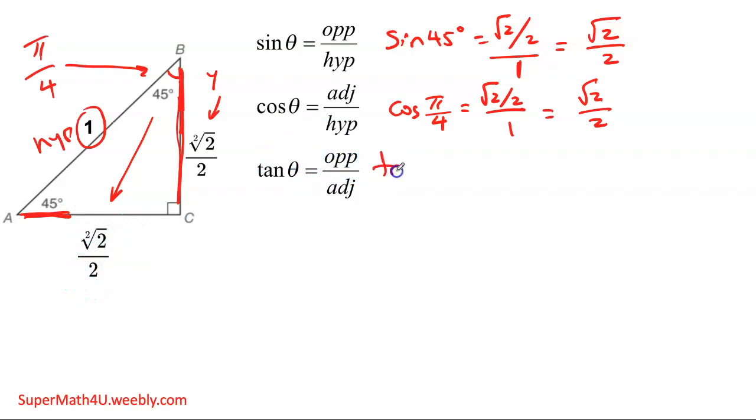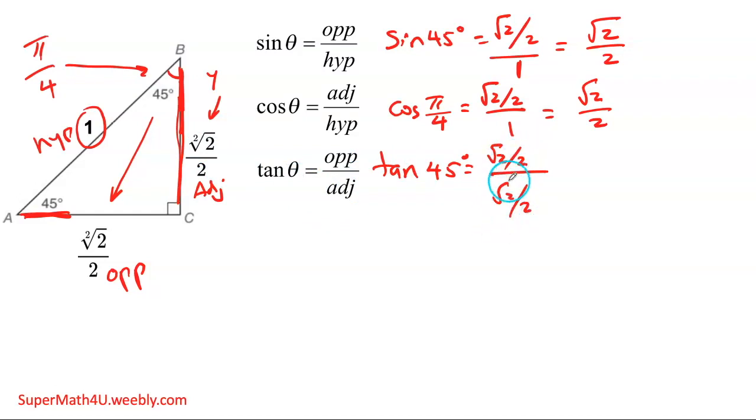Let's go with tangent. Tangent of 45 degrees or pi over 4, which is the same thing, is equal to opposite over adjacent. Opposite is square root 2 over 2. Adjacent, right? I didn't label this. This is my opposite according to this angle, and this is my adjacent according to this angle. Opposite is square root 2 over 2 over adjacent, which is square root 2 over 2 as well.